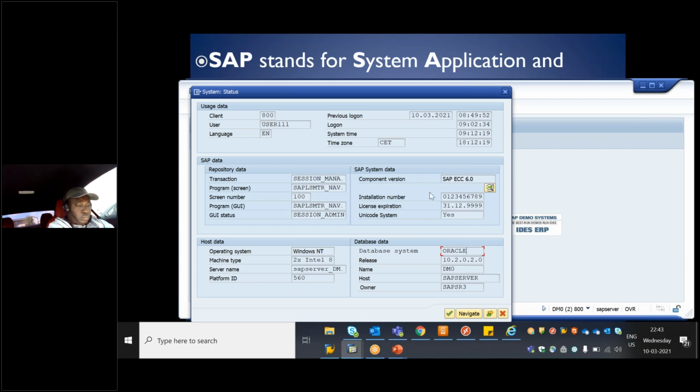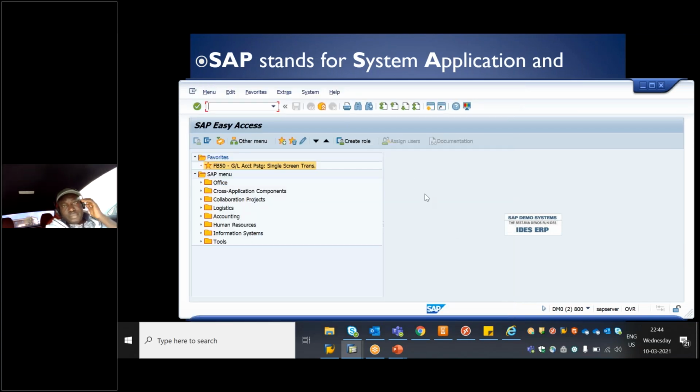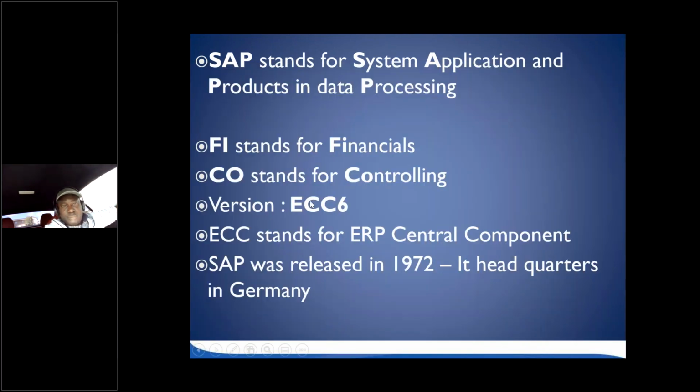ECC depends on Oracle as its database. Now they have their own database, which is the S4 HANA database. ECC stands for ERP Central Component. SAP was released in 1972, and its headquarters is in Germany. SAP was created by Germany people.